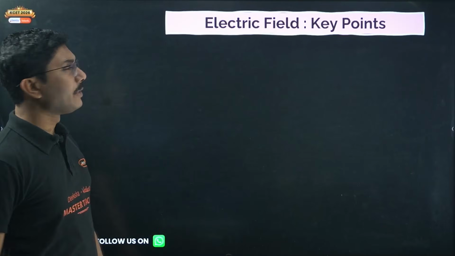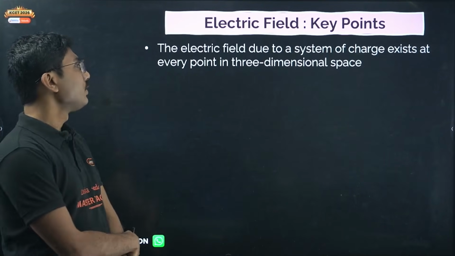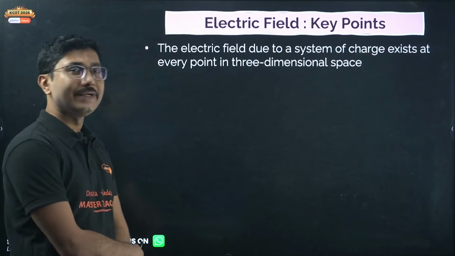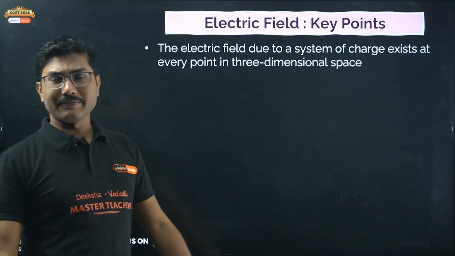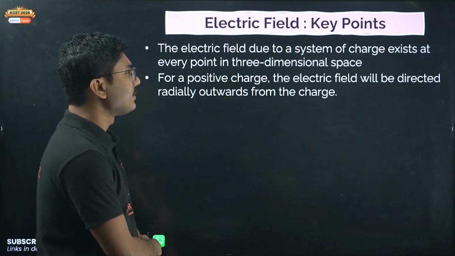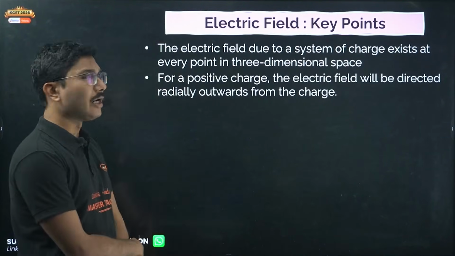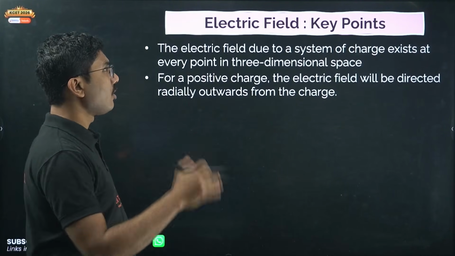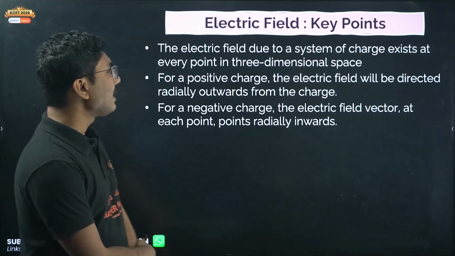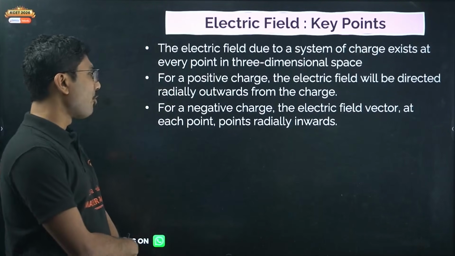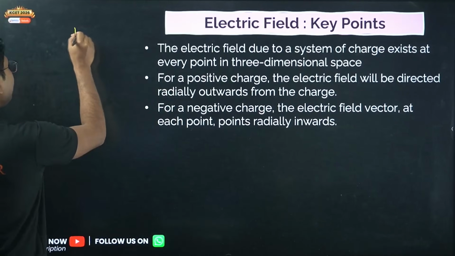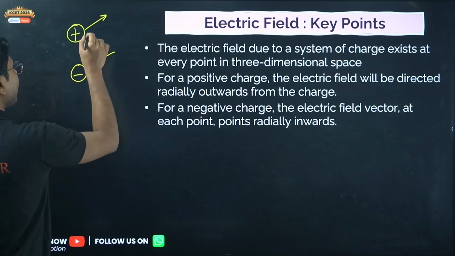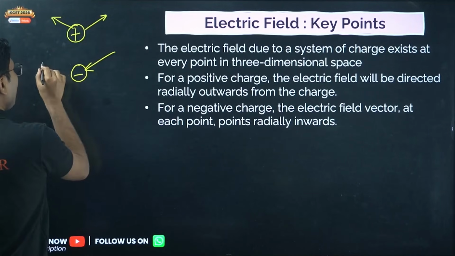We need to know a little bit more about this force. The electric field due to a system of charges exists at every point in three-dimensional space. So the electric field is everywhere. For a positive charge, the electric field will be directed radially outward from the charge. Now remember, these are not properties of electric field lines, they are just properties of the electric field. For a negative charge, the electric field vector at each point points radially inward. So if the charge is positive, the electric field is outward. If the charge is negative, the electric field is inward. This is a very basic point to remember.